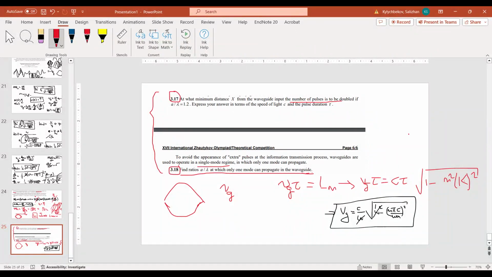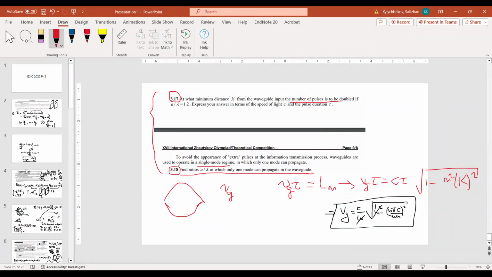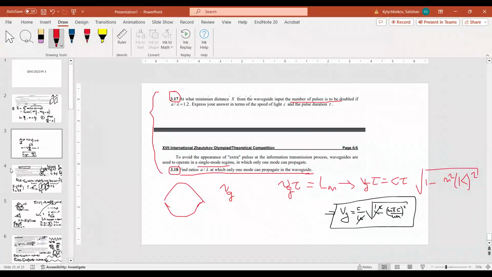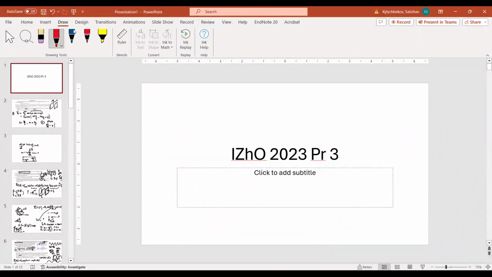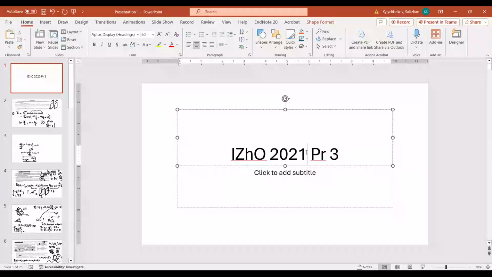We'll come back. Now let's leave it here. But still, I think we solved most of the problem, from scratch to finish. Sure. This was IZhO 2021, not 23. 21.